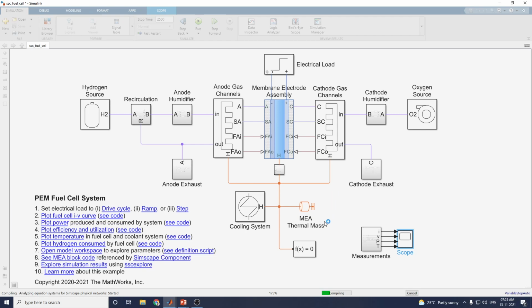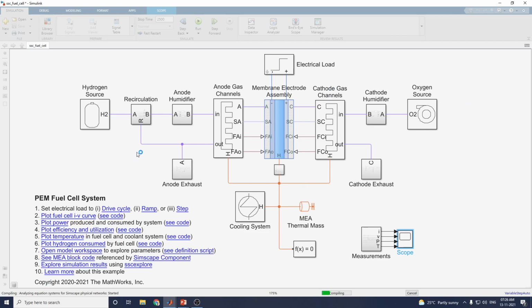By using this MEA thermal mass block, you can also explore the parameters. Also see the definition script. If you double click on that, you can set the parameters. Also it is referenced by the Simscape component. Okay, if you want to learn more about this example, you can click here. You can get this example's values.